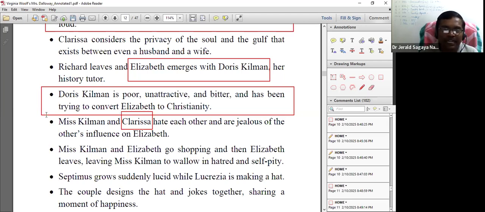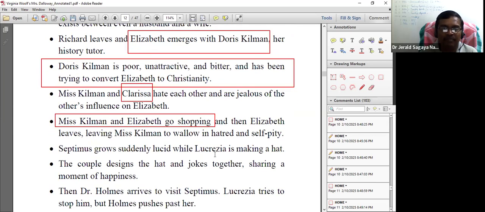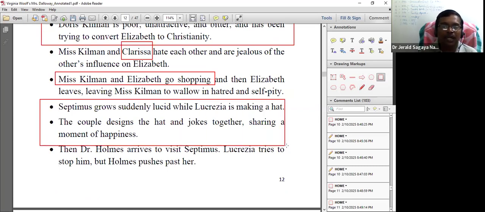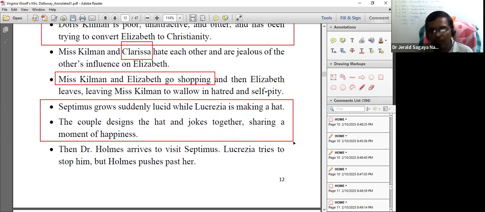Okay, now we find that these two characters, that is Miss Killman and Elizabeth, they plan to go for a shopping, and then you find that Elizabeth also feels pity for Miss Killman because of her poverty-stricken state. Okay, அதுக்கப்புறம் அப்படியே செப்டிமஸ்க்கு ஸ்டோரி மூவ் ஆகுது. How Septimus behaves very strangely. அதுக்கப்புறம் there is a lot of discussion, some romantic discussion that takes place between Septimus and Lucretia, and how they are happy at times and how things change.